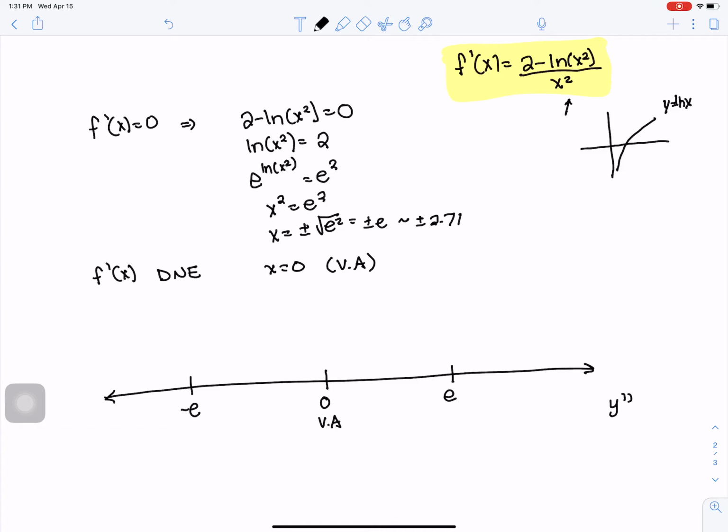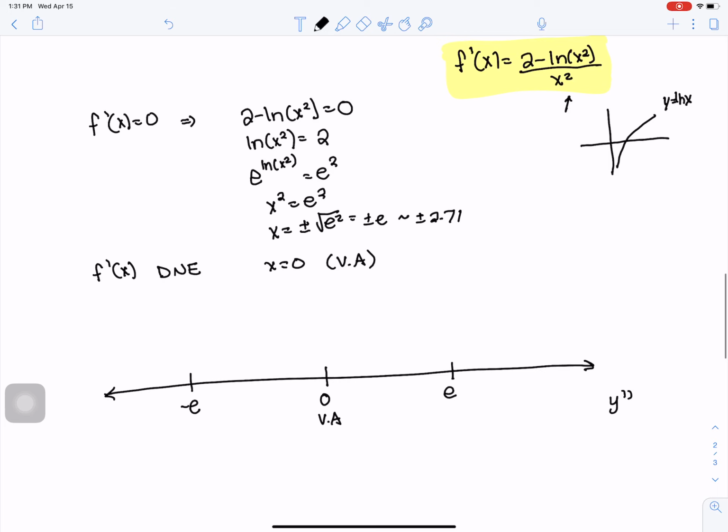So when I take a number like negative 3 and I sub it in, negative 3 squared is 9. Ln of 9 is way over here. This is 1, and 9 is way over here. So I'd assume that that value on the numerator is way bigger than 2. So 2 minus that number will be negative, and the denominator is always positive. I take a number like negative 1.